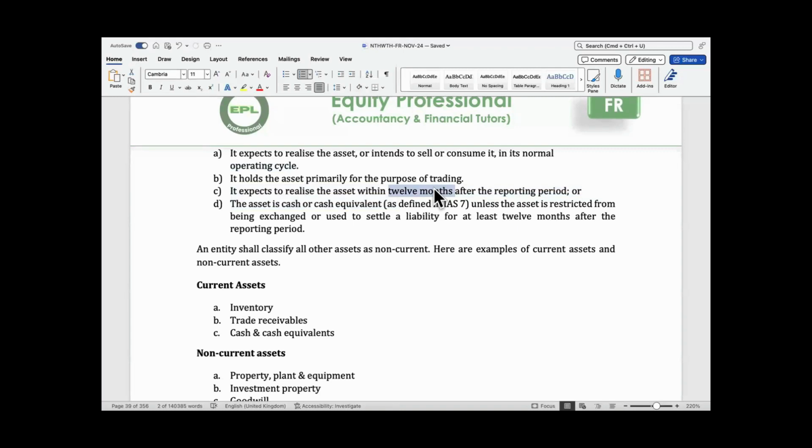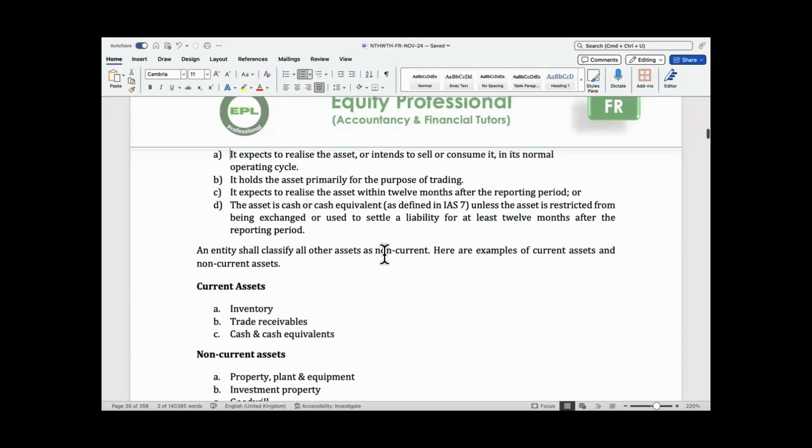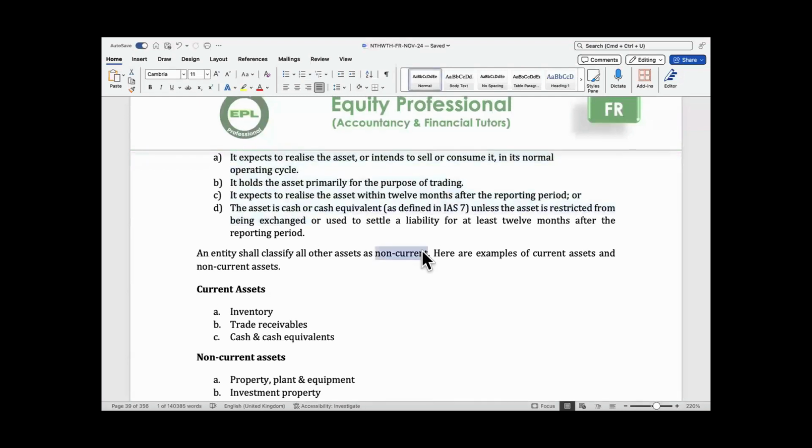It becomes something else. And again, if it's just cash and cash equivalents, then it's a current asset, except when the cash is restricted. So if you cannot have access to the cash for at least 12 months, then you cannot put it under current asset. So any asset that does not meet this definition is going to be non-current. We don't have a definition for non-current, but they define current for us.